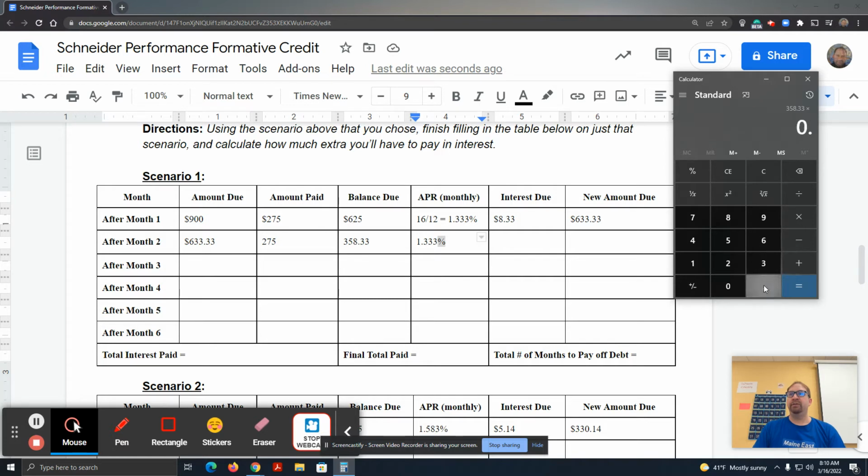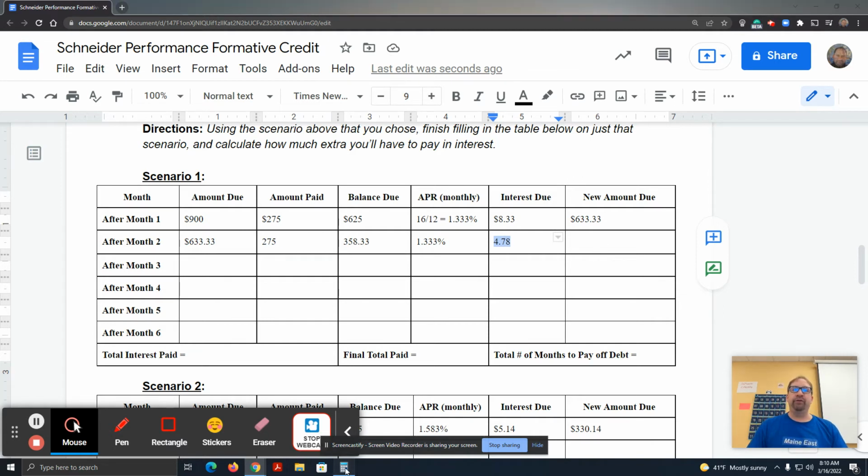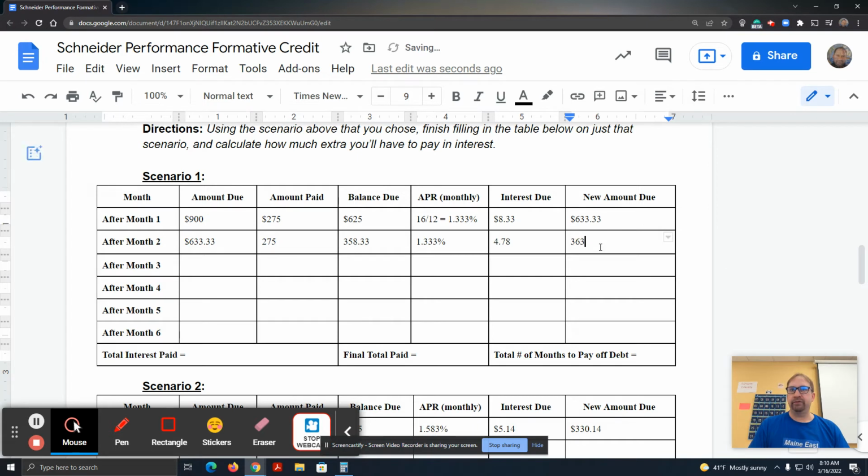358.33 times 0.01333 equals, and we have 4.70. I'm going to round it up, 4.78. Now this is the dollar value that we're going to be charged. So again, this dollar value is going to add to our debt because it's what the credit card company is charging us to borrow money. So we'll take 4.78 plus 358.33, and we get 363.11. That carries over to our following month because we didn't buy anything.